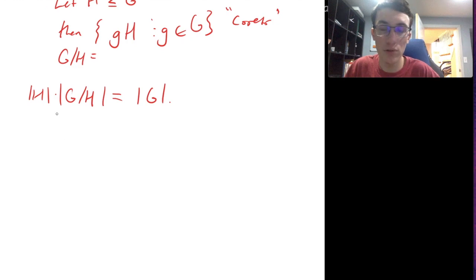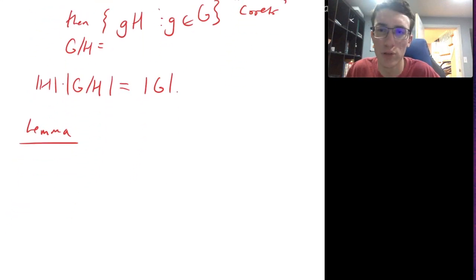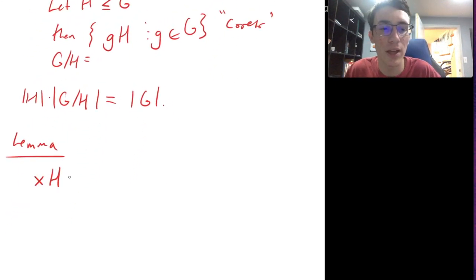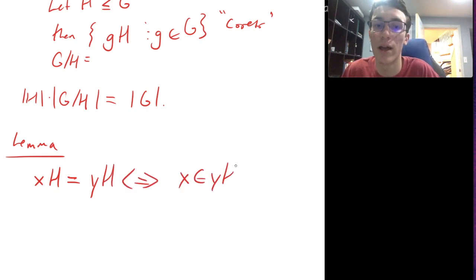Okay, so now I'm going to prove this. And the proof basically just needs this one lemma, which is that the cosets partition the set. More formally, and I'm going to be kind of loose about whether or not the group is abelian, xH is equal to yH if and only if x is an element of yH. Okay, so let's just prove this.